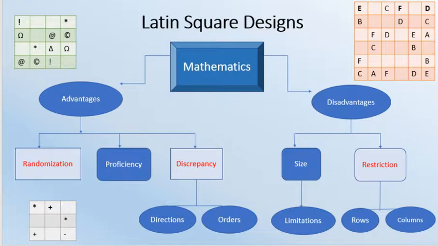The order. If the purpose of a project is to have consistency, then Latin square design is definitely not the best method. But if you want randomization and variety, then this is definitely the best.